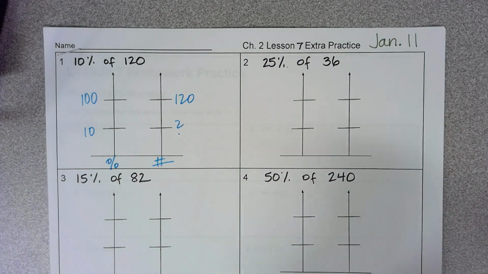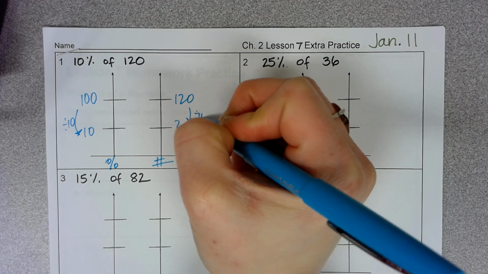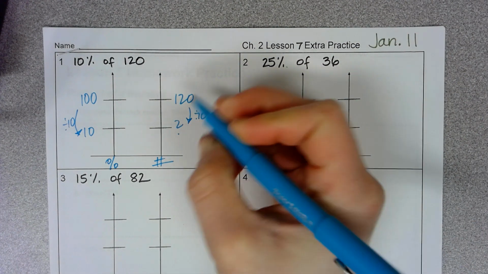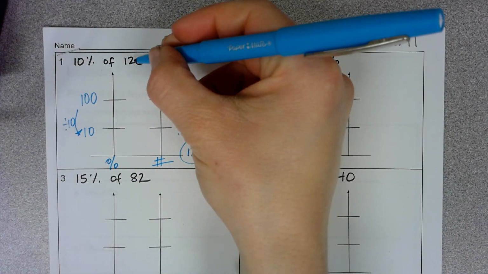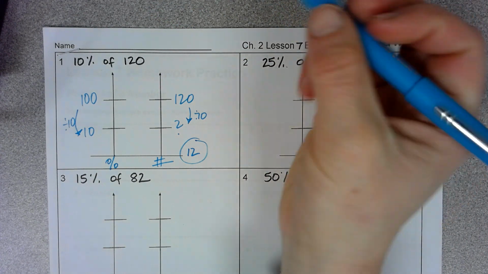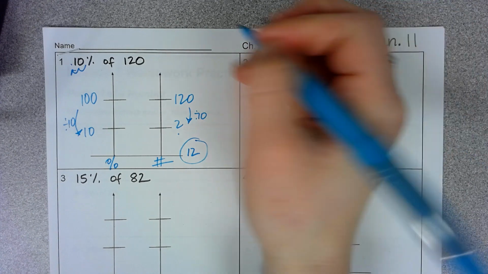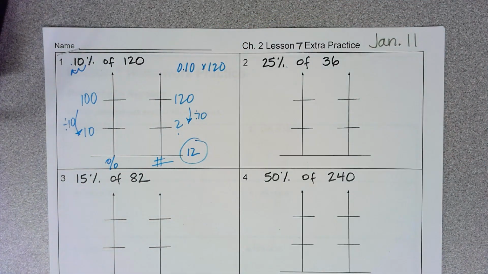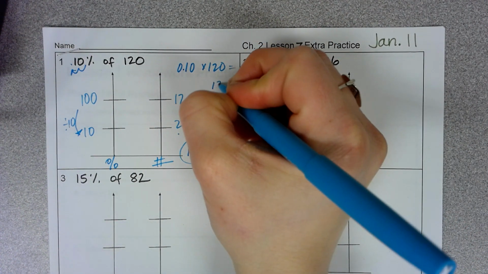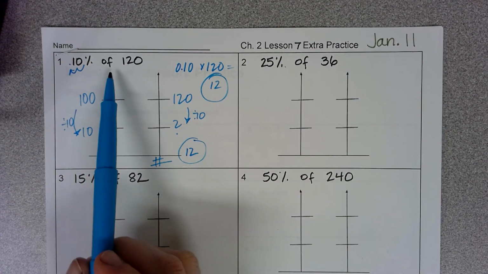This one is easy. Divide by 10. Divide by 10. 120 divided by 10. My answer is 12. Now, if I'm just using the change to a decimal and multiply method, I would divide by 100 or move my decimal point 2 places to the left. 0.10 times 120. Type that in my calculator, and I get 12 as my answer. This is probably going to be everybody's choice of how they're showing their work, and that is totally fine. That is how I show my work also.